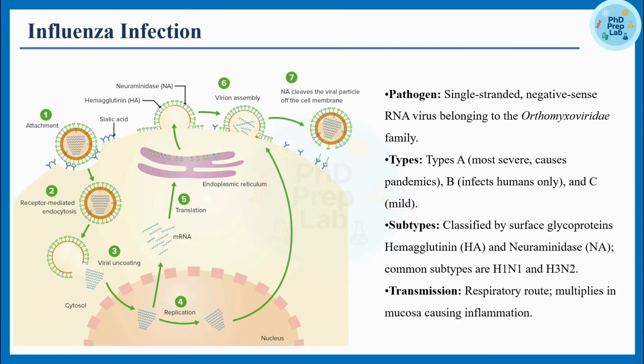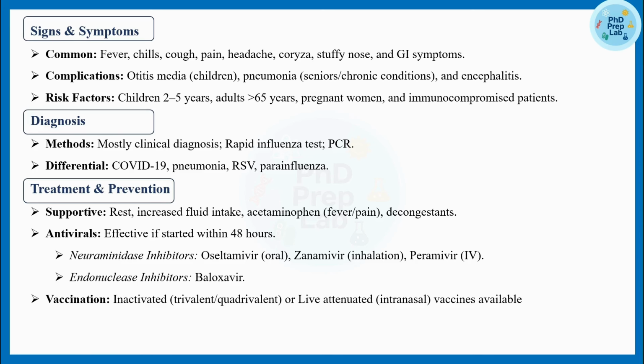The transmission is usually through the respiratory route. It multiplies in the mucosa, causing inflammation. Some very common signs and symptoms include fever, chills, cough, and pain. Children are more prone to it, and the diagnosis includes the rapid influenza test or the PCR test. Treatment is basically rest or some antivirals, and vaccinations are also given to treat certain types of strains.